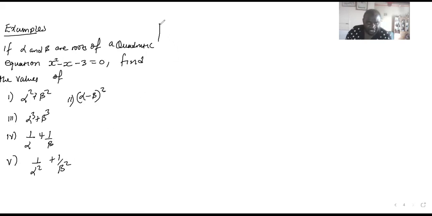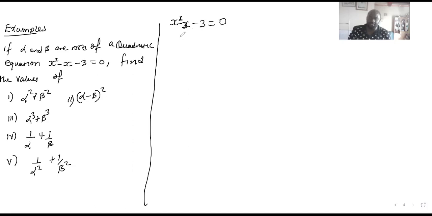Very good example. It might take us the whole lesson. But it's good. It's talking about almost everything we have discussed before. Now, the first thing is to identify our equation as x squared minus x minus 3 is equal to 0.